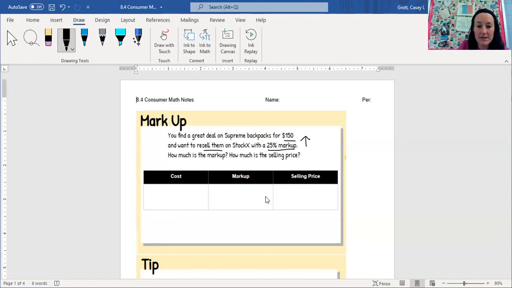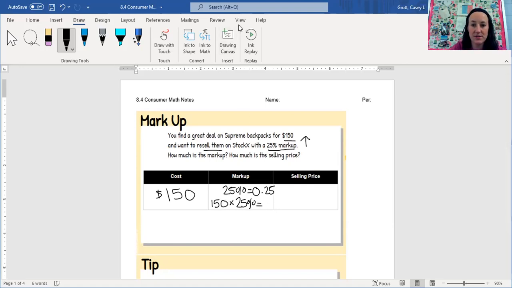Well, my cost said it was $150. That's how much we are going to pay for them. The markup, we want to be at 25%, which as a decimal is going to look like this. So what we're going to do is take our cost and multiply that by the percent. Let's figure out what that's equal to.